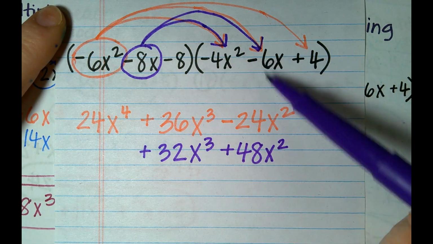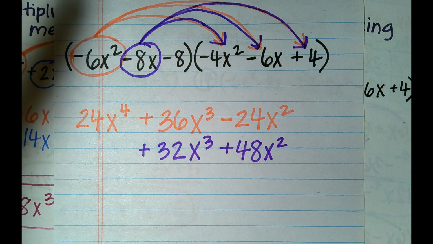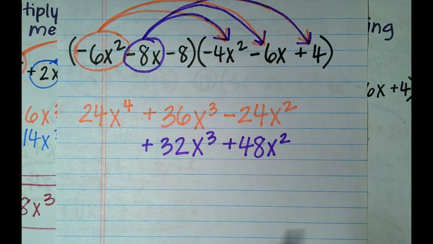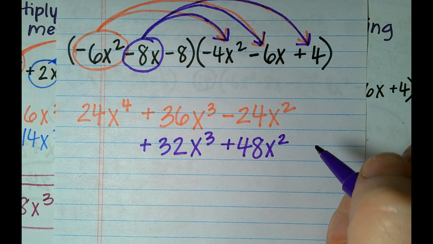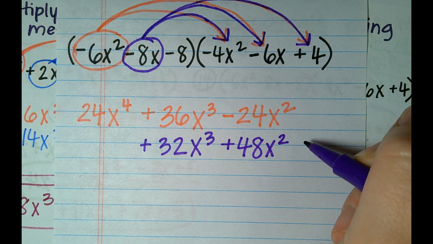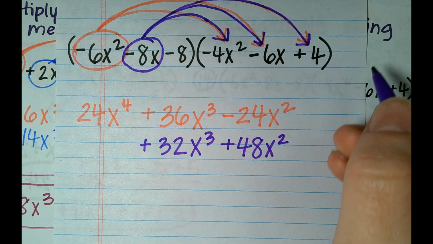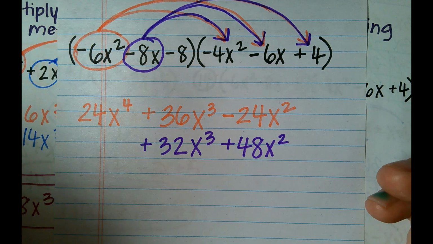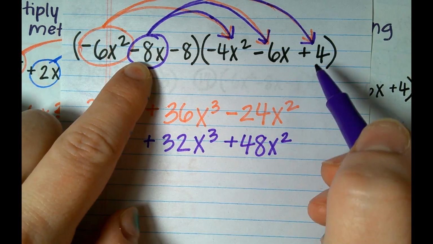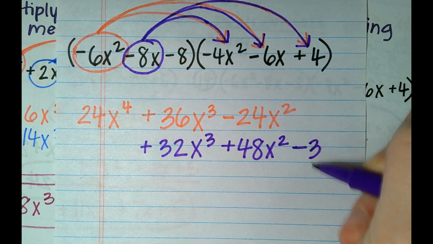And one more term for my negative 8x to be multiplied to, and that's the positive 4. So negative 8x times 4 is negative 32x. Why is it negative? We have a negative here, and it's being multiplied by a positive. Since the signs are different, we get a negative answer. Negative 32x.